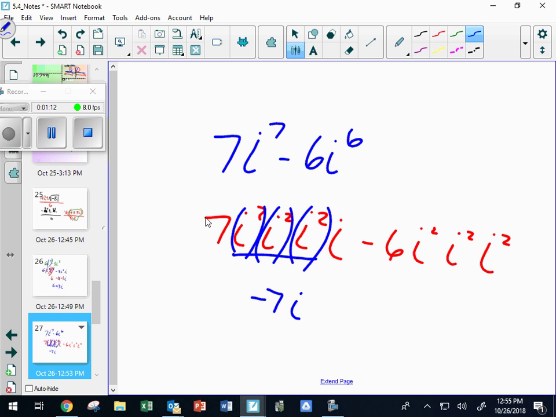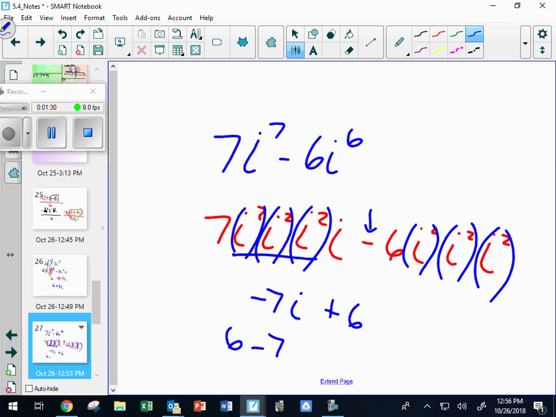Raise your hand if you had that part right. Awesome. And then this is 3 negatives also, but there's also a negative on the 6. You've got to be careful with that. There's a total of 4 negatives. That makes this plus 6. And if you really want to be extra picky, the 6 should be in front.